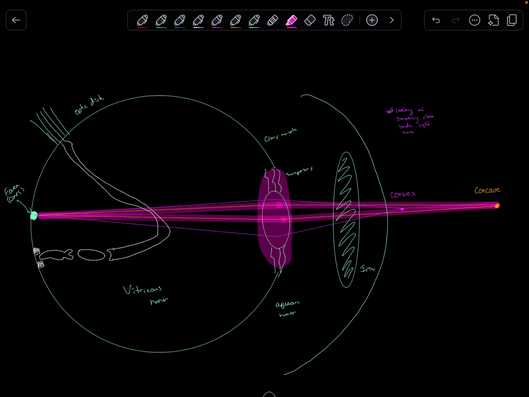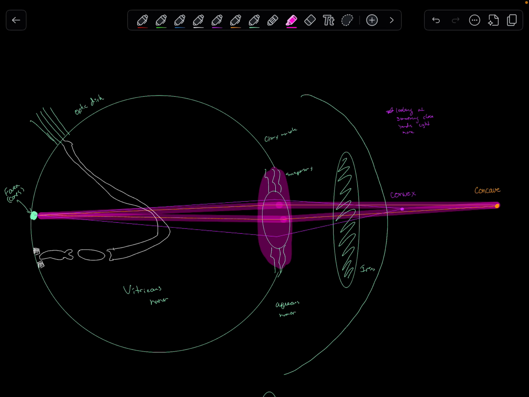Boom. Now, for nearby objects, we're actually going to have to do a sharper angle in order to hit the fovea. Just because if we don't refract the light at a sharper angle, then we're not going to hit the fovea and we're not going to have a clear image.